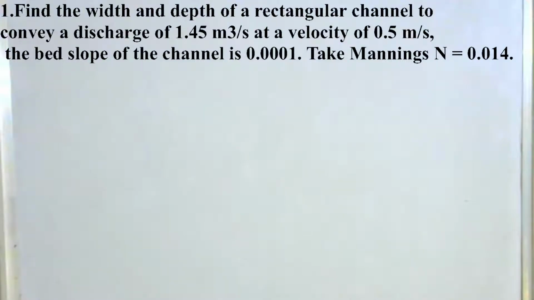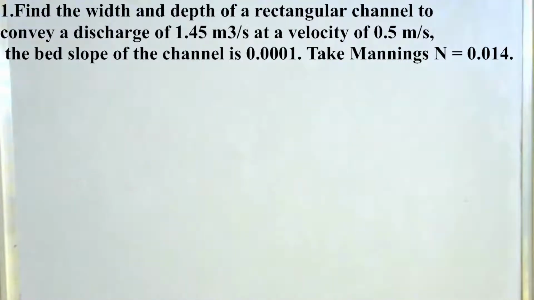Okay. The first problem is: find the width and depth of the rectangular channel to convey a discharge of 1.45 meter cube per second at a velocity of 0.5 meter per second. The bed slope of the channel is 0.0001. Take Manning's n equals 0.014.